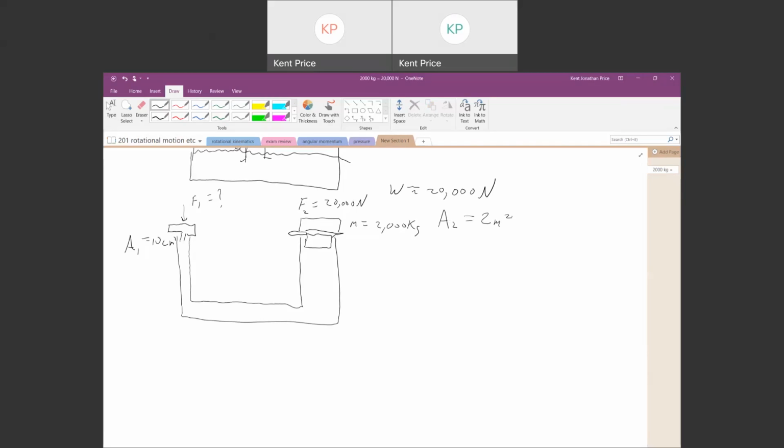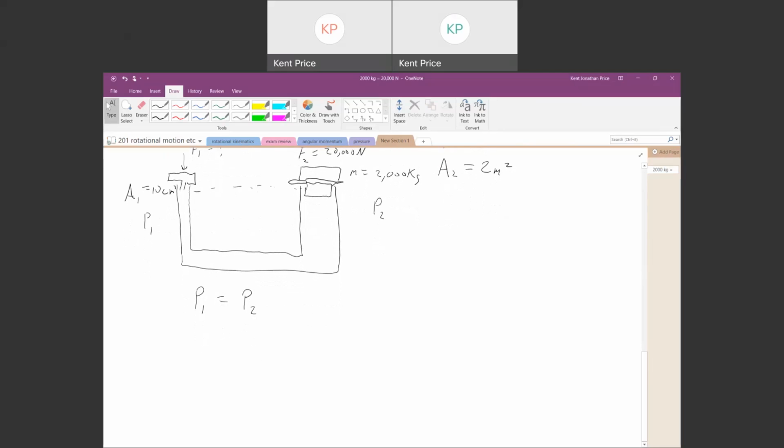All right, well, Pascal's principle says that the pressure in that fluid has to be the same as long as the depth is the same. So if these are, in fact, at the same height, then pressure over here has to equal pressure over here. Pascal's principle says P1 equals P2. Well, remember, pressure is force divided by area, force per unit area. So I can say that F1 over A1 equals F2 over A2.